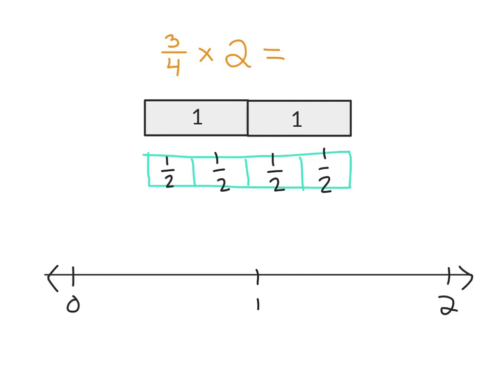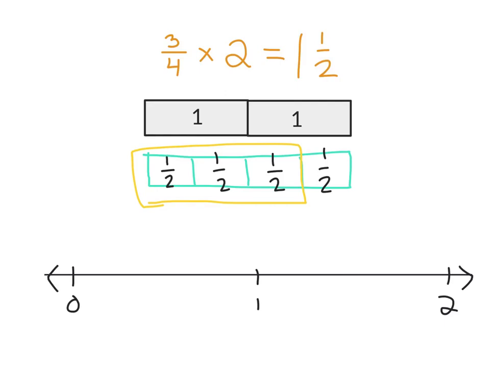So 3/4 of that whole picture is this right here, right? Here's 1, 2, 3, 4 pieces, and here's 1, 2, 3 of the 4 pieces. So 3/4 of the whole picture. So 3/4 of my 2 wholes is a half plus a half plus a half, or 1 and 1/2. So 3/4 times 2 is 1 and 1/2, and we just showed that in our model.